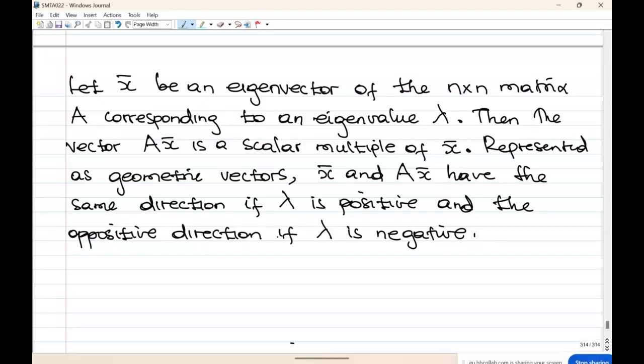Are you still there, colleagues? Yes, sir. So now we are saying this vector x together with A x are parallel vectors.